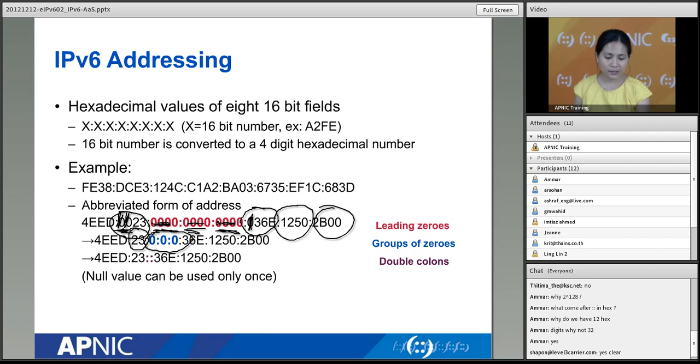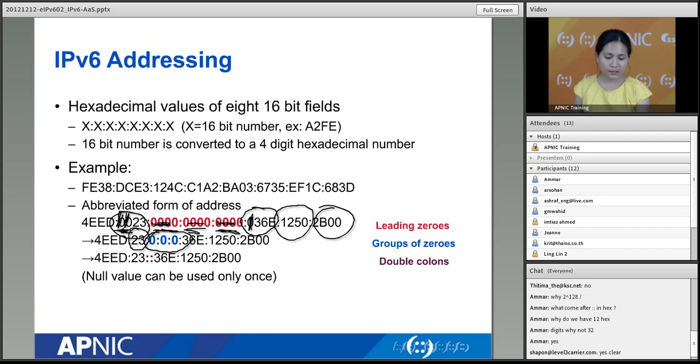The next rule is, if you have groups of zeros, what I mean by that is if you have different fields, adjacent to each other, that all have zeros. Where is that? We are referring to these three fields here, which are all zeros. Or since we already trimmed it down, this one also has all zeros. So what we do with that is just remove all those fields altogether and then use double colons. Someone was asking me earlier about double colons. The double colons represent a group of zeros.